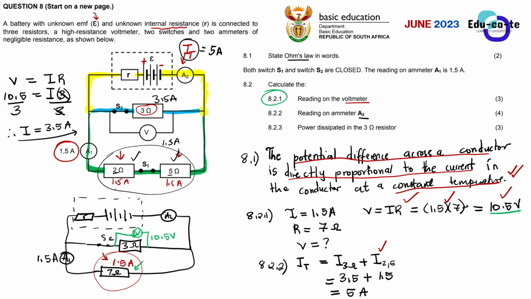And then what about the power? The power that is dissipated in the 3 ohms resistor. When you're looking for power, there are many equations that you can use. Particularly in this case, we are looking for the power through this 3 ohms resistor. Power has got a couple of equations that you can think of. Power is equal to voltage times current. This is the most basic one. Power is equal to the current squared times the resistance. Power is equal to the voltage squared over the resistance. All of these are equations for power that you can use depending on the information that you have.